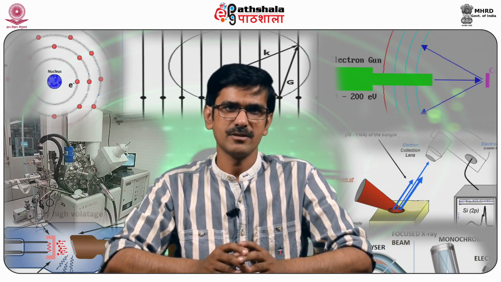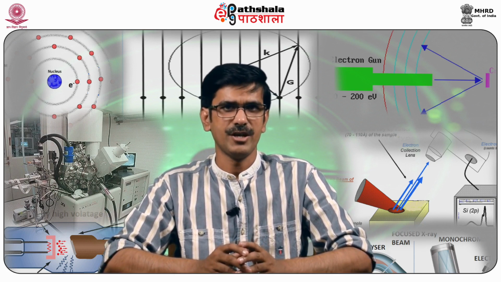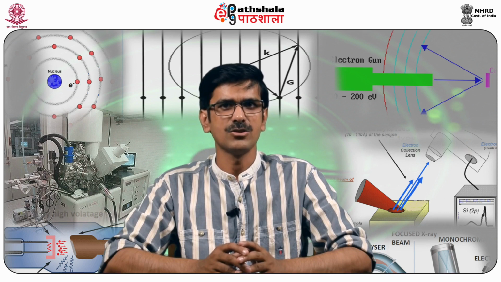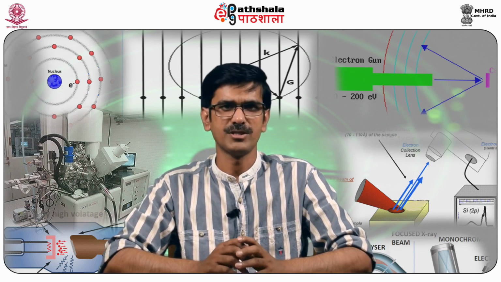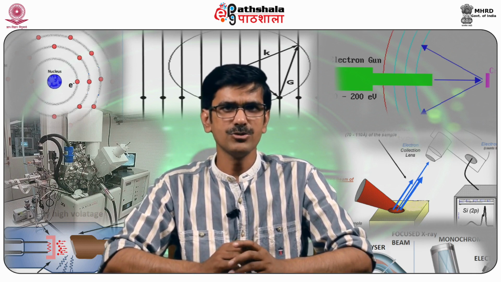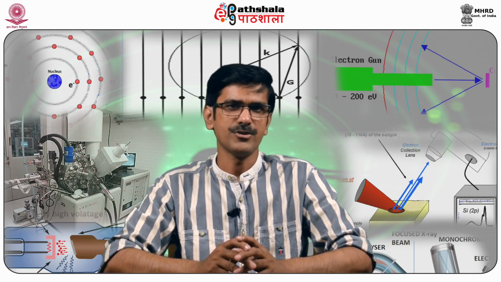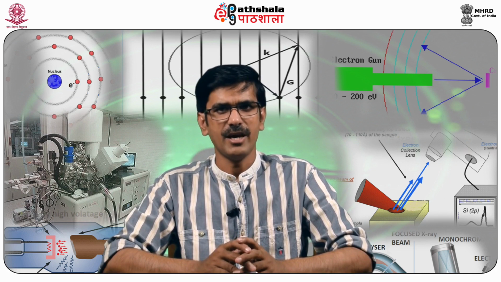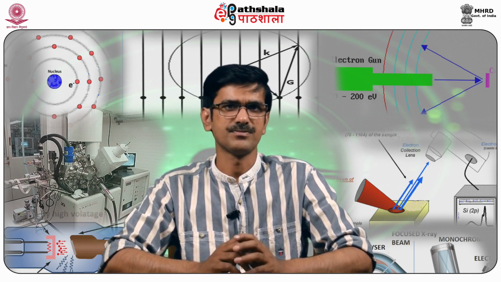The second is the X-ray detector. It detects the X-rays that are ejected from the sample. The third is the pulse processor. It is used in measuring the signals emitted from the sample. And the fourth is the analyzer. It analyzes the signals and gives us the final results.